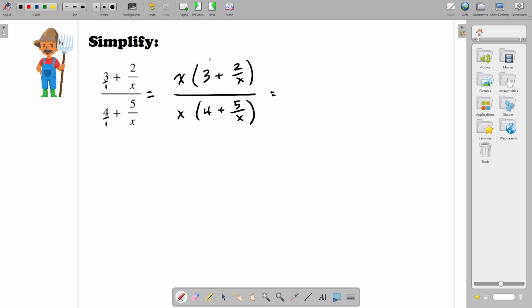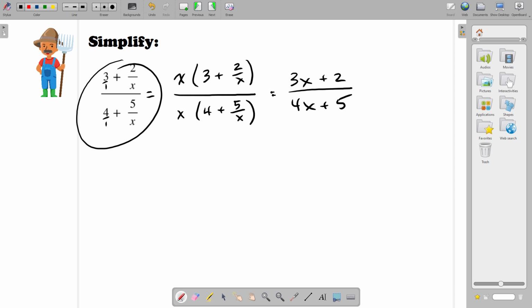Distributive property, x times 3 is 3x. Here the x's divide out and I get plus 2. Here 4 times x is 4x. And here the x's divide out and I get plus 5. So I took this complicated expression and simplified it down to something that was not quite as complex.